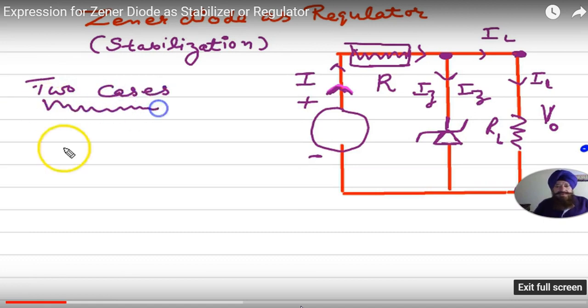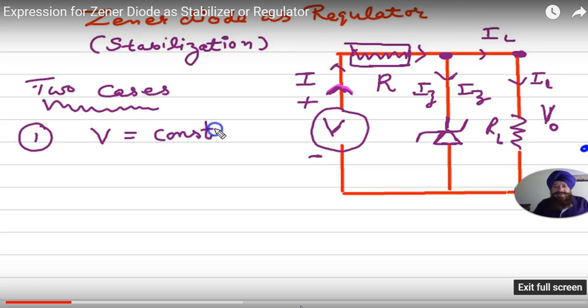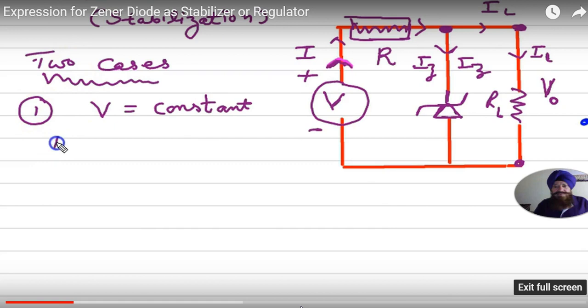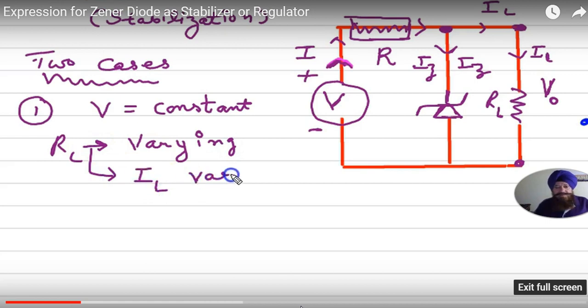Now there are two cases to discuss. Number one, the supply voltage V is constant. There is no change in V. We assume that V is constant. And in this case RL is varying. So if the variation is in RL, how does the output remain constant, this is what we need to see.